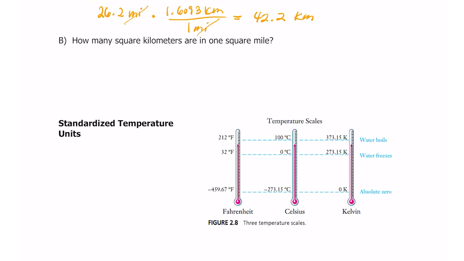Notice that Fahrenheit and Celsius have the degree symbol. Kelvin does not, okay? You can see that water freezes at 32 degrees Fahrenheit, 0 degrees Celsius, and 273.15 Kelvin. And then we have what's called absolute zero, which for Fahrenheit would be negative 459.67 degrees Fahrenheit, negative 273.15 degrees Celsius, and 0 Kelvin.